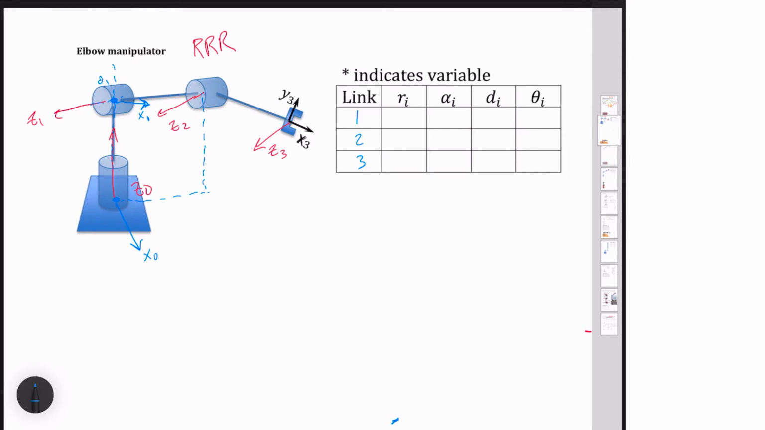So now I've got these two axes, Z2 and Z1, that are parallel. Because they are parallel, I can put my origin for O2 anywhere along this line here. But if I put it right here, then I'm going to have 0 D offset, and that's going to simplify things. I like that, so I'm going to say that's going to be O2.